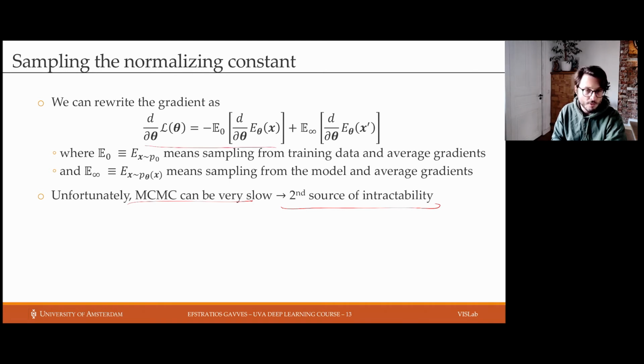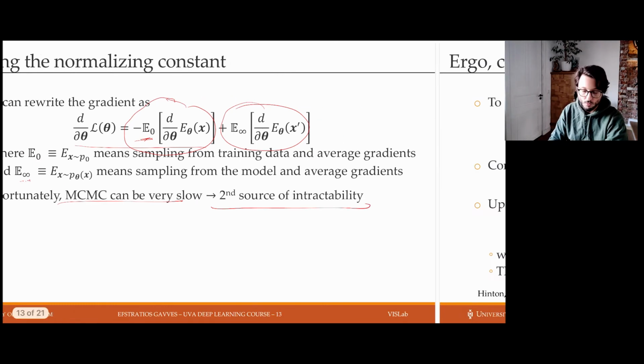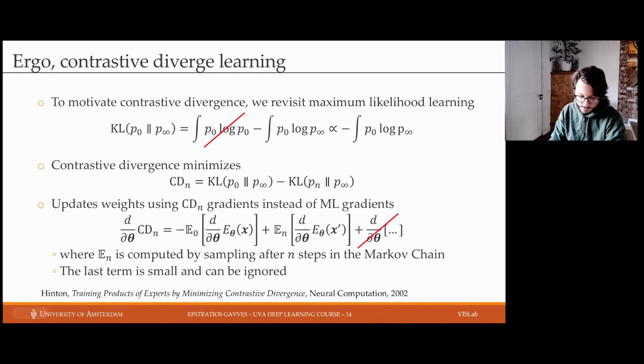above here, I rewrote my gradients in the form of two terms, of two expectations again. So it's just simply rewriting, nothing different. The only difference here is that my first expectation, E of 0, stands for sampling from my training data, like before, whereas E of infinity means sampling from my model. So in a way, I'm replacing my theta with an infinity symbol, and we'll see next why we do that. We do that for contrastive divergence learning.